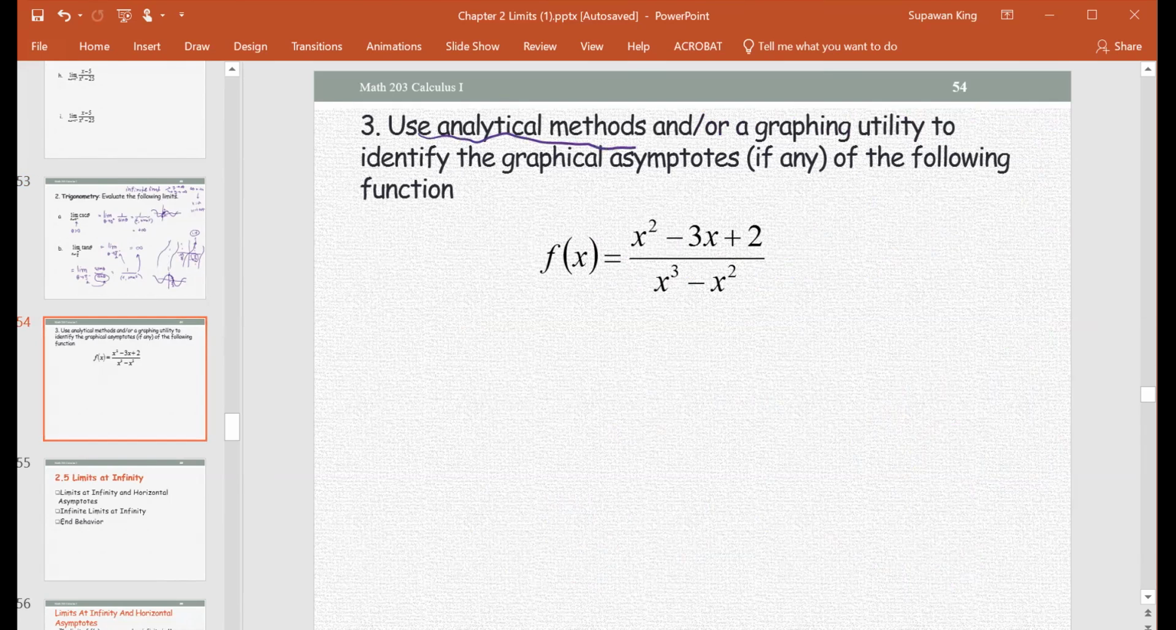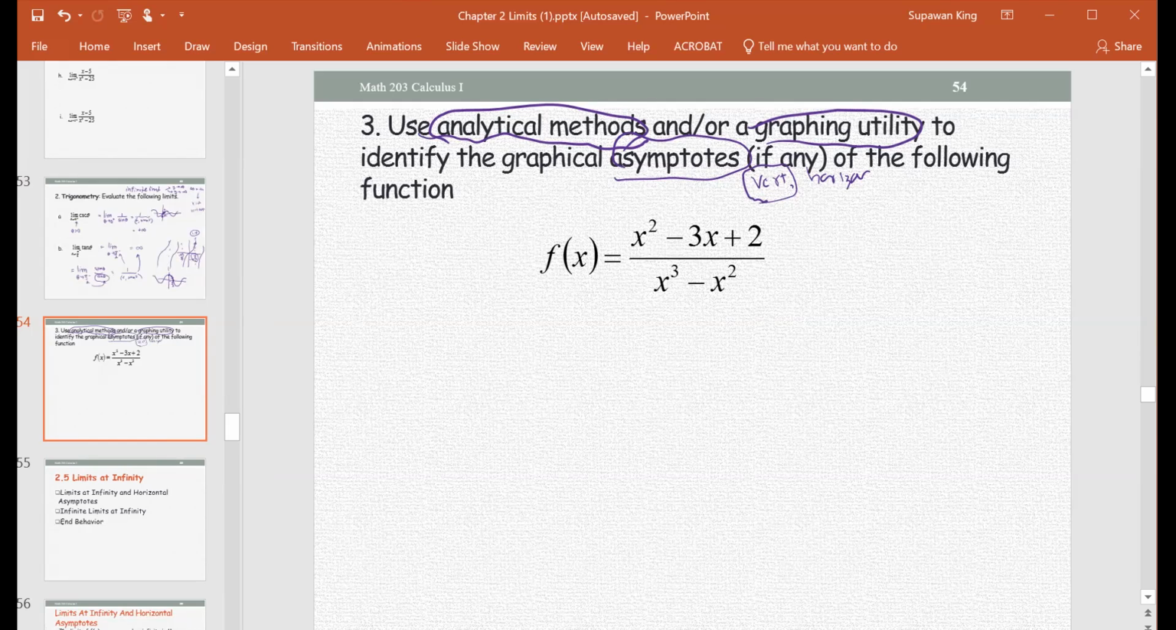Problems that use analytical method and/or graphing utility. I'm going to target only the analytical method. Identify the graphical asymptotes. Asymptotes are either vertical or horizontal. For this section, we pretty much work on the vertical asymptote.